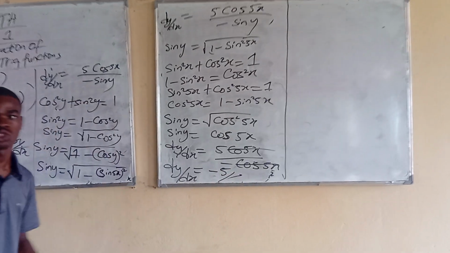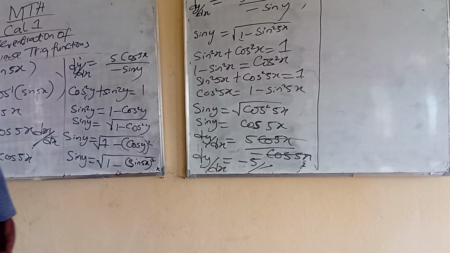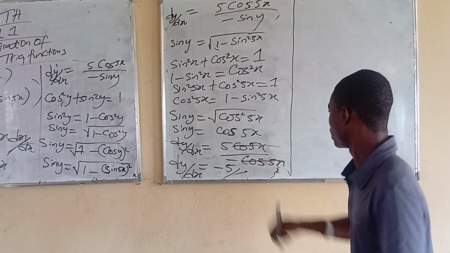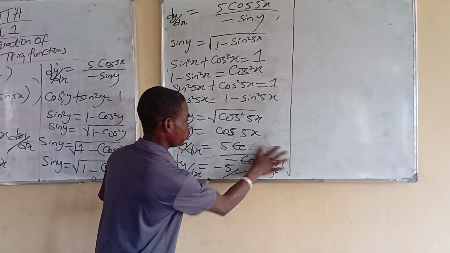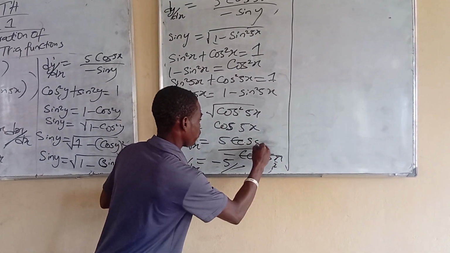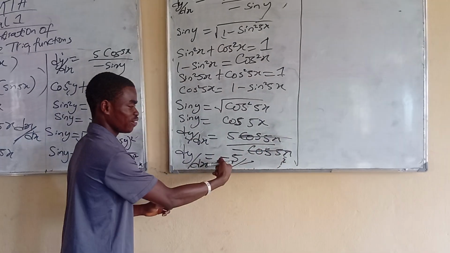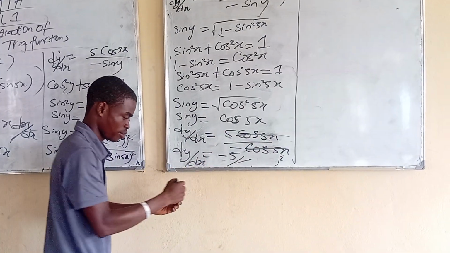This is your final solution. Very, very easy. Cos 5x has cancelled cos 5x. So your answer is minus 5.